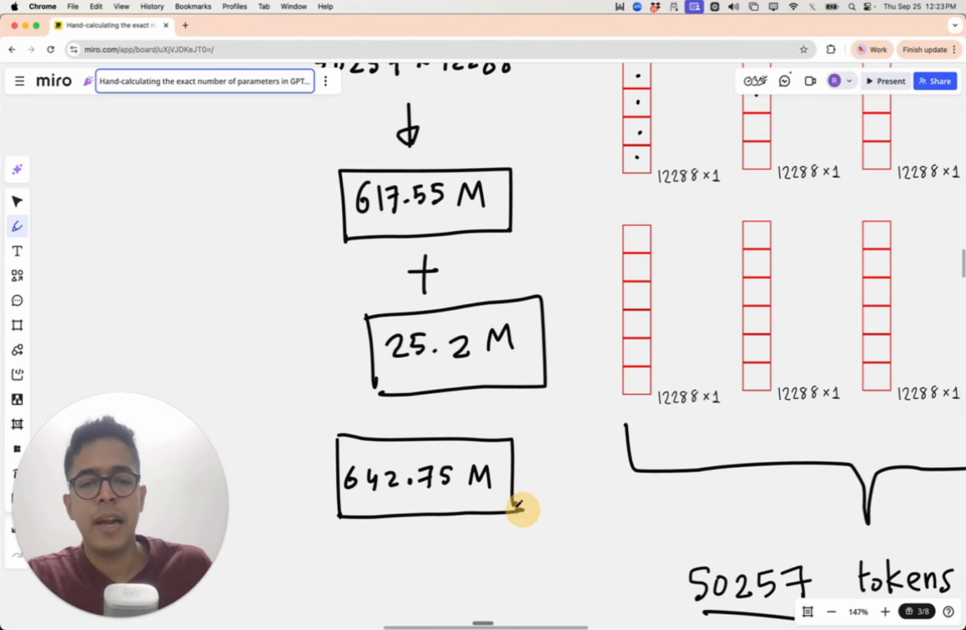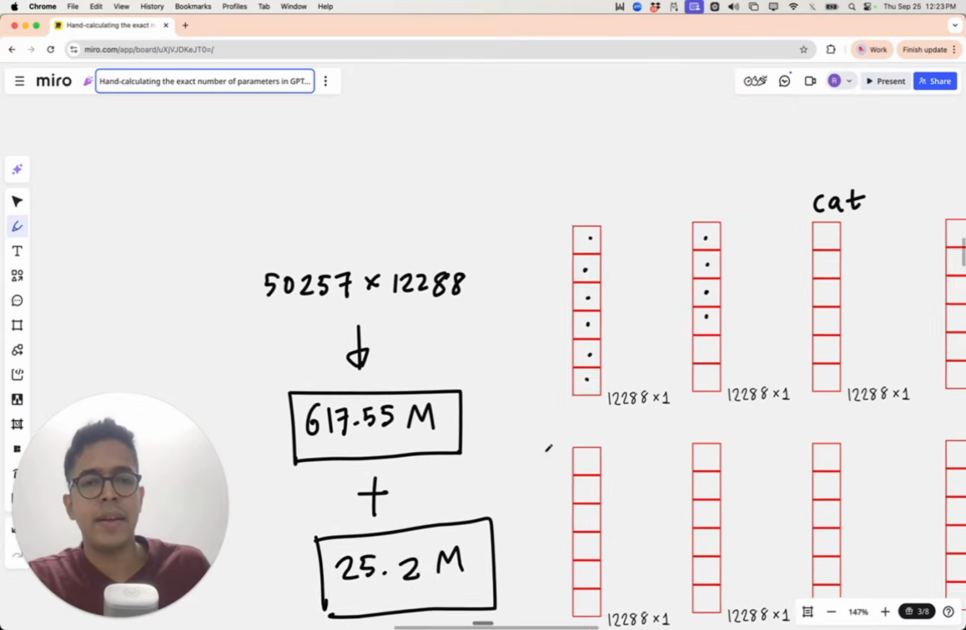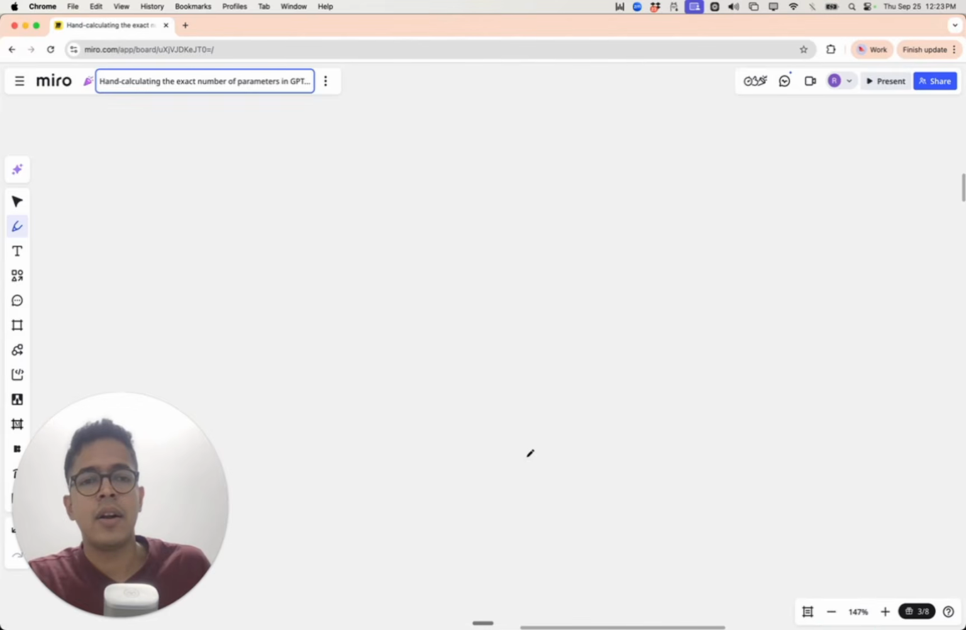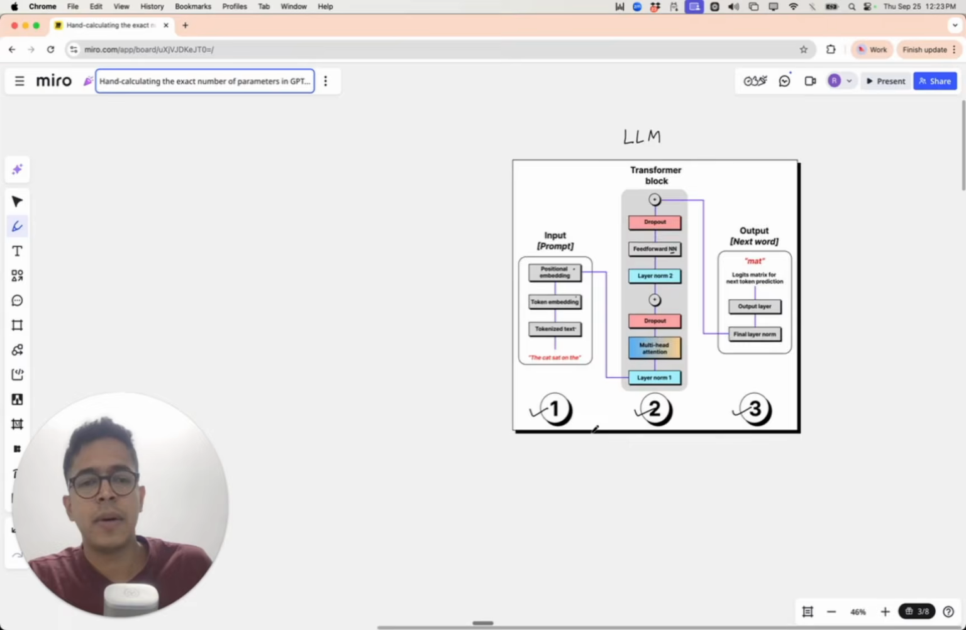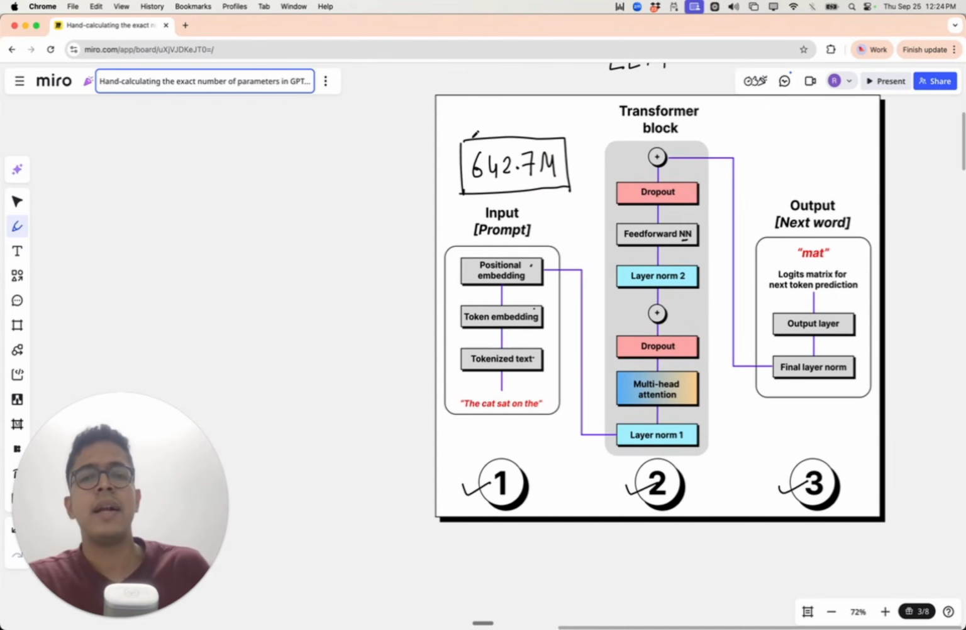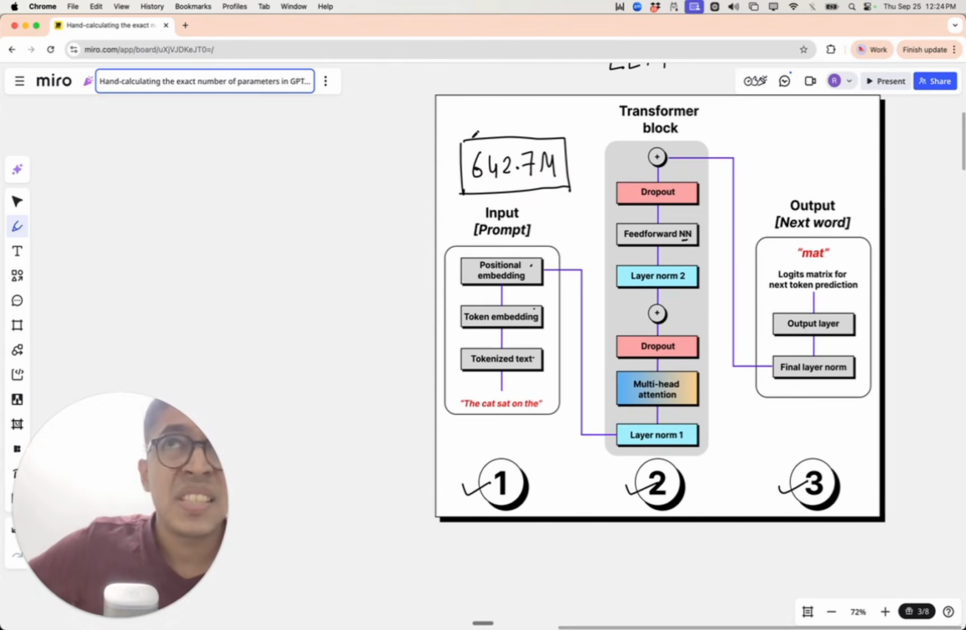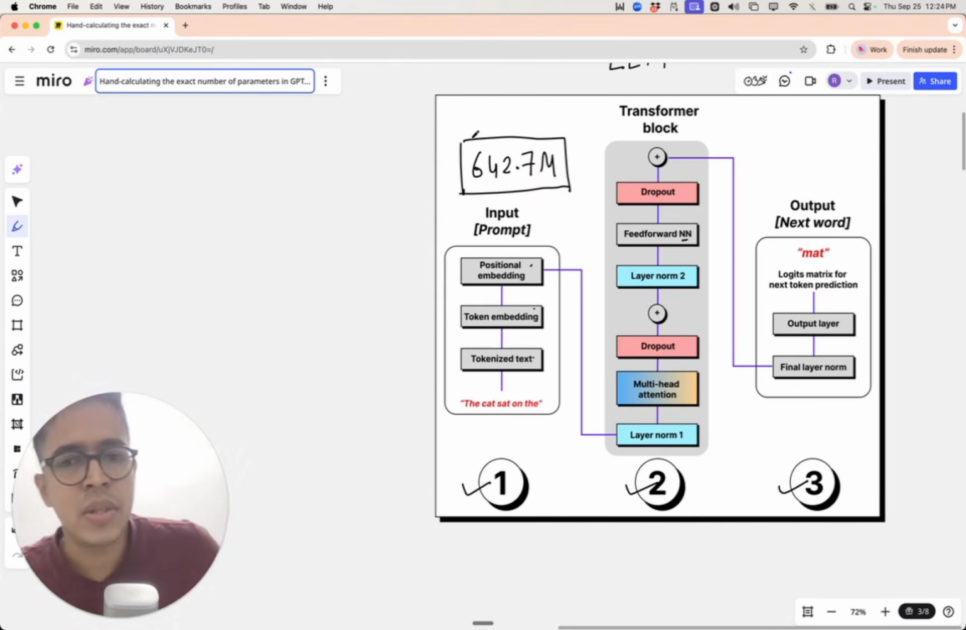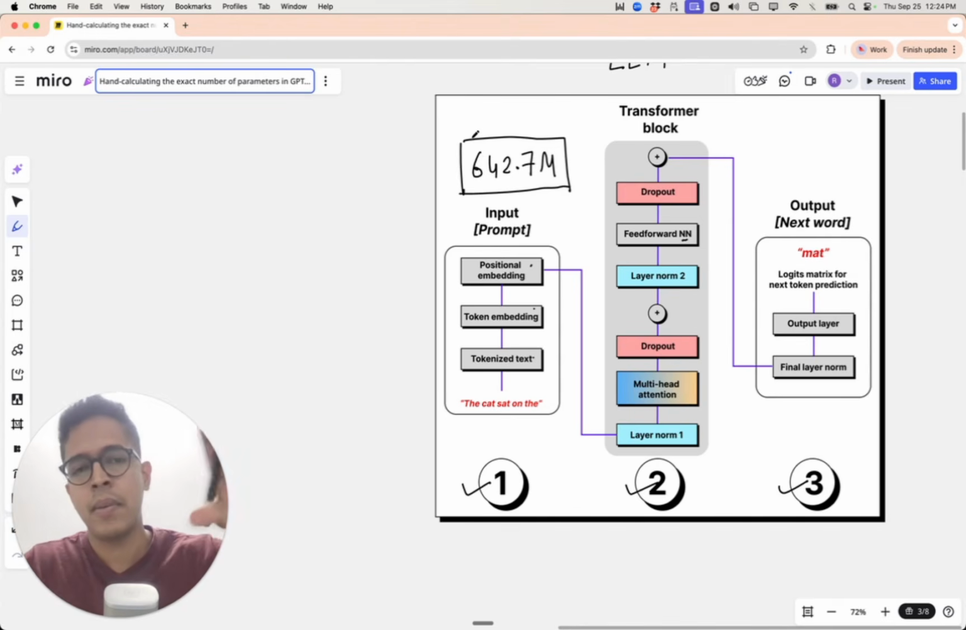Roughly these many parameters should be there in part 1 of the transformer architecture. Part 1 is this: 642.7 million parameters in this part. And compare this to 175 billion. This is 0.64 billion, right? So it's very small compared to our total number of parameters that we are expecting.